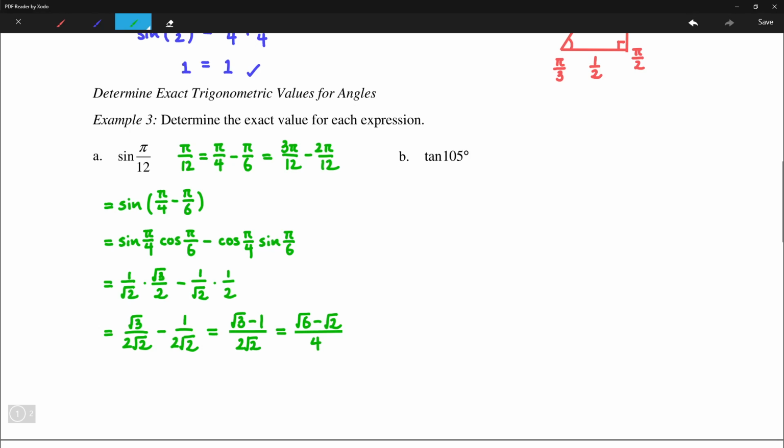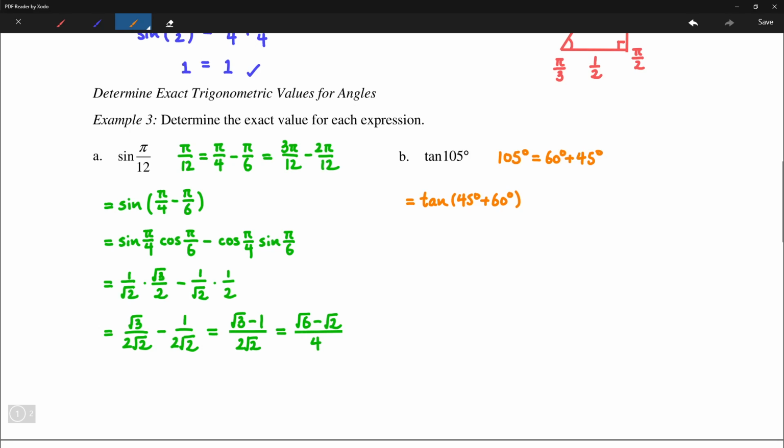On the right-hand side, we can do something very similar. So 105 degrees can be rewritten as 60 degrees plus 45 degrees. So very similar to the left-hand side. Now, of course, we're going to use the tangent sum identity instead. So we have tangent of 45 degrees plus 60 degrees.